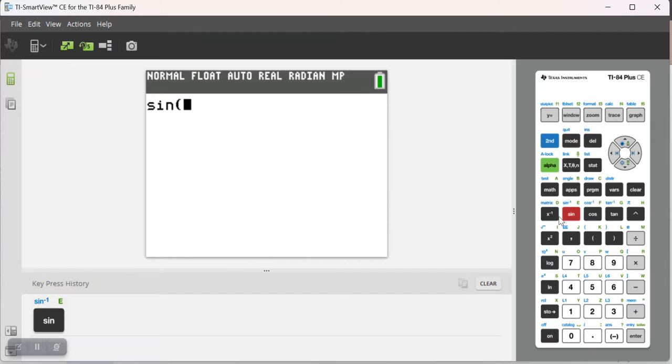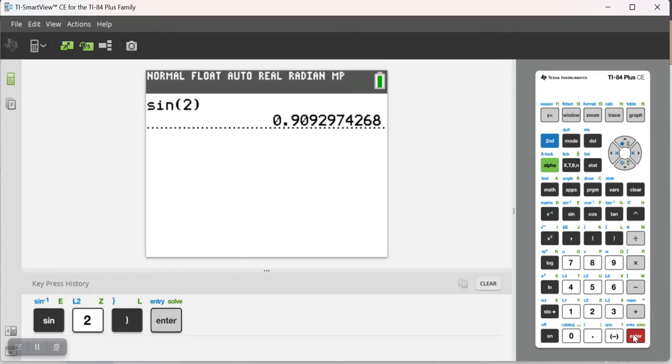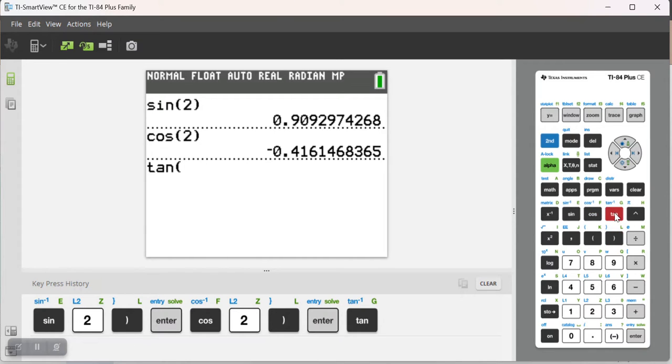Right now, I think I'm in radian mode, so let's do the sine of 2 radians, 0.909, and so on. All right, that's radians. If I want to do the cosine of 2 radians, click on 2, do the cosine, do the tangent.